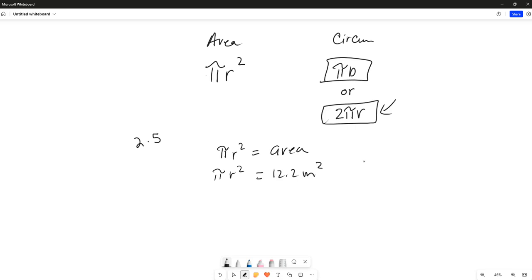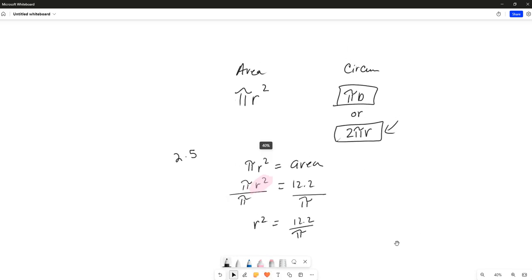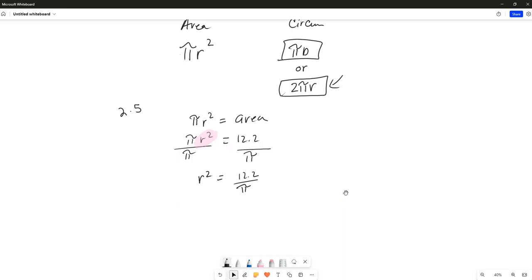All right, so if we take that, we can divide both sides by pi. And then we're trying to get this radius by itself, right? Because we're solving for that, okay? So r squared equals 12.2 over pi, okay? I'm just kind of dropping this meters squared over here because we're trying to find the number. Okay. Now we know that the abbreviation for pi is 3.14.